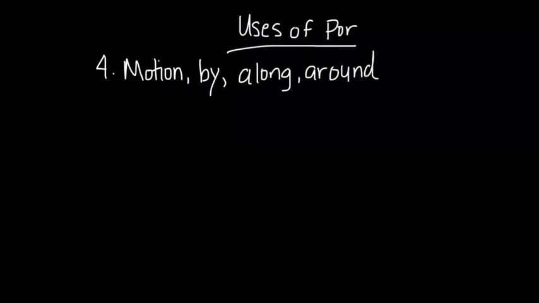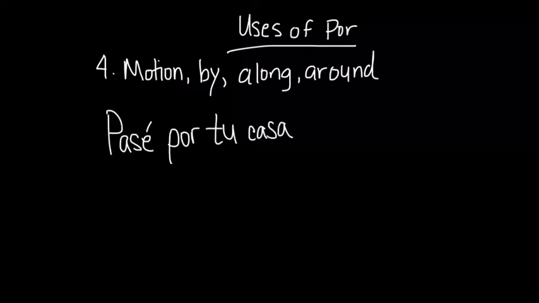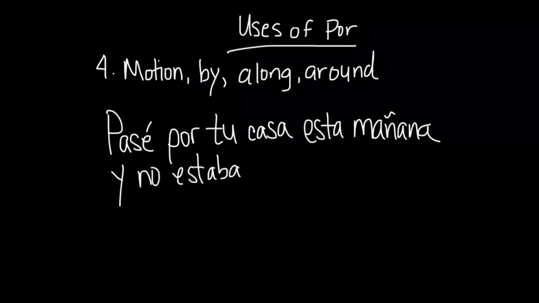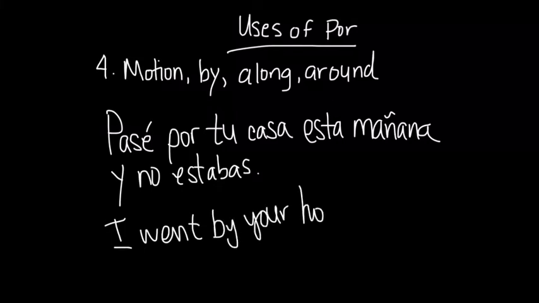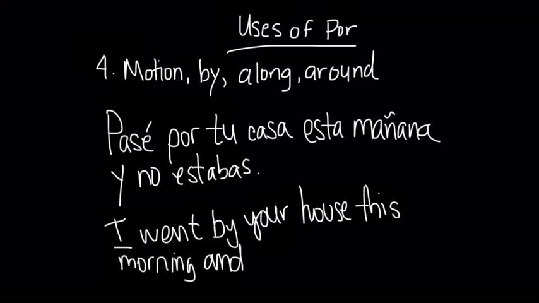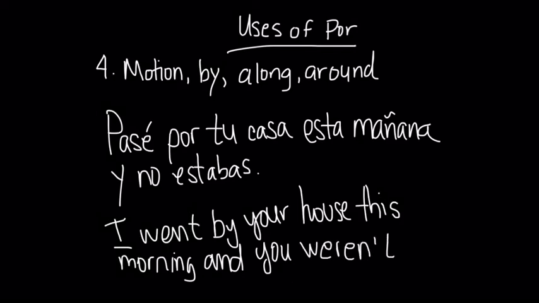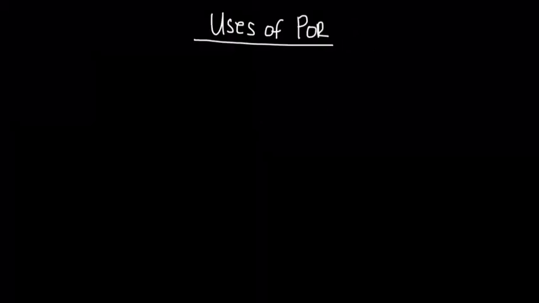Now, the fourth use of por is to indicate motion and is the equivalent of by, along, or around. So, for example, "Pasé por tu casa esta mañana y no estabas." I went by your house this morning, but you were not there. So the equivalent of por is by because it indicates motion.